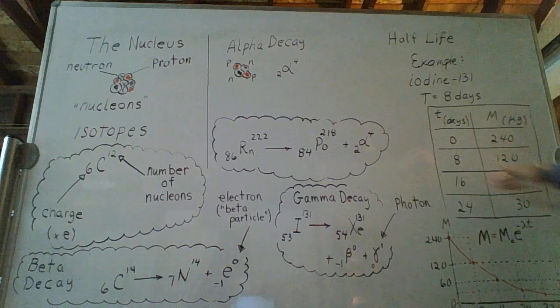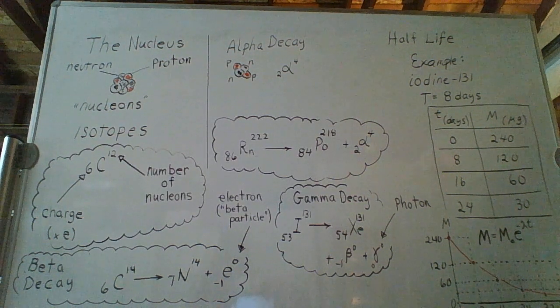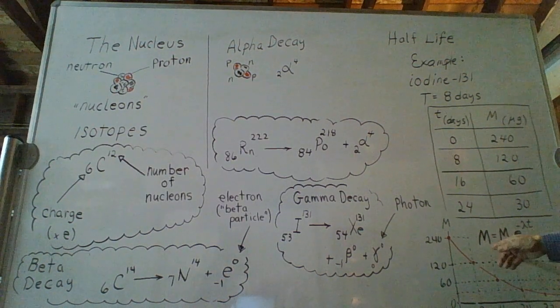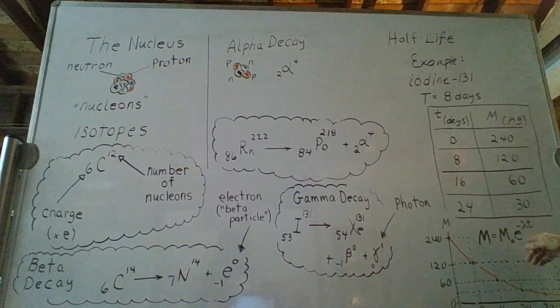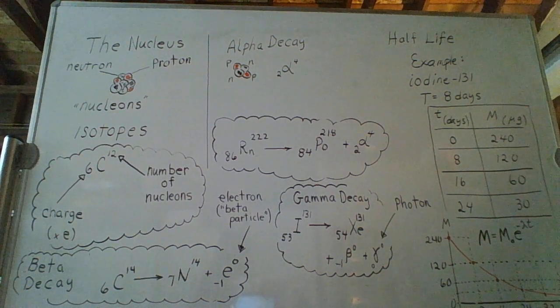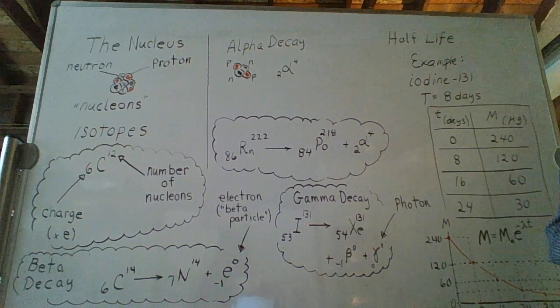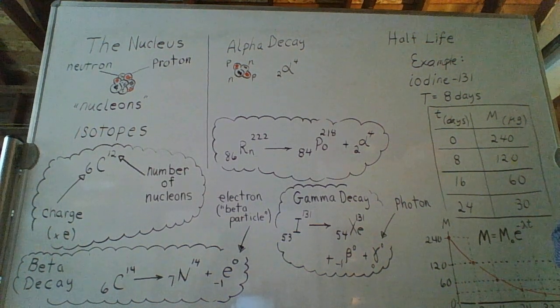A graph of these numbers, M measured in micrograms versus time measured in days, is an exponentially decaying graph whose equation is this. M naught is the amount of mass present at time 0, in this case 240. t is the number of days that have gone by, and lambda is the so-called decay constant. We'll discuss the decay constant and work some problems involving half-life in our next lecture.